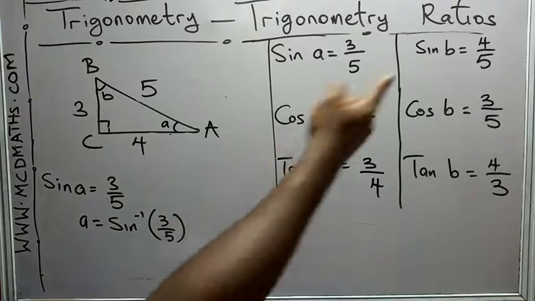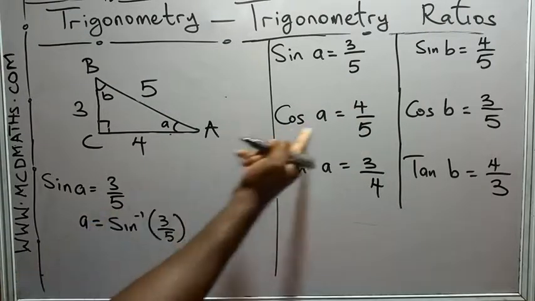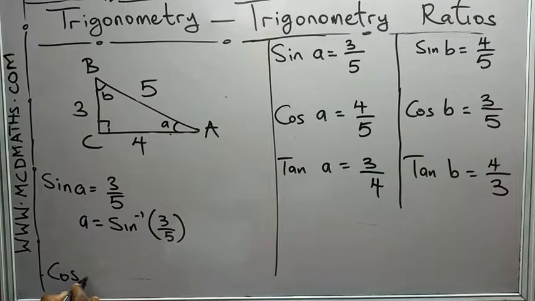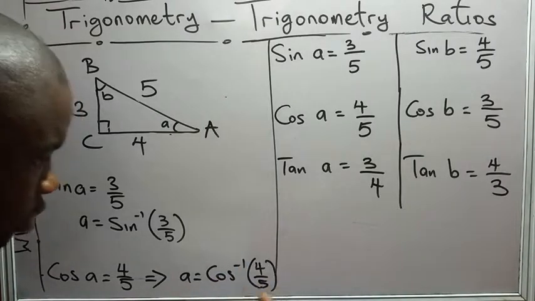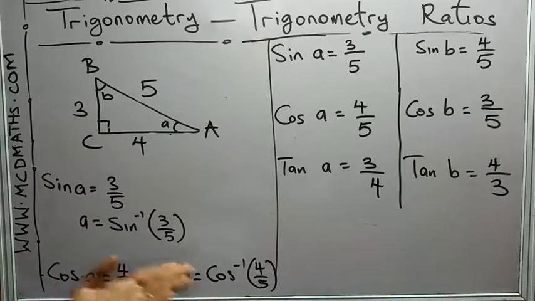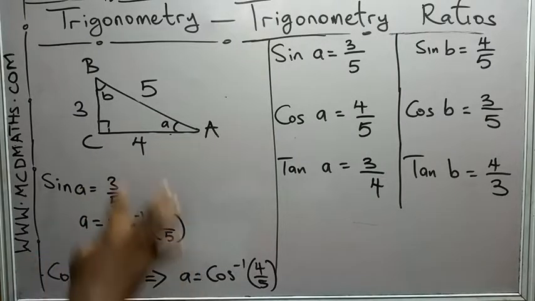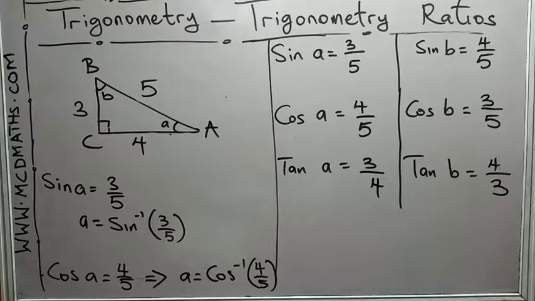The same goes for sine B. So let's say cos A. If cos A equals 4 over 5, the question is, what is A? It implies that A will give you the cos inverse of 4 over 5. So once you put this into your calculator, you will get the right answer, and you'll discover that the A you get for here will be the same as the A you get for here, because they all are talking about the same triangle. So that's what you practically do for the others.